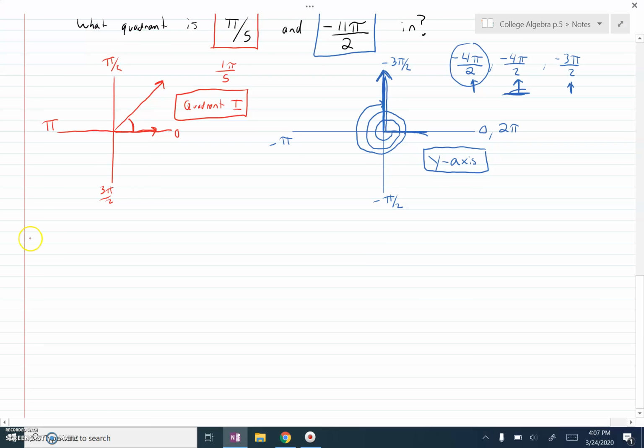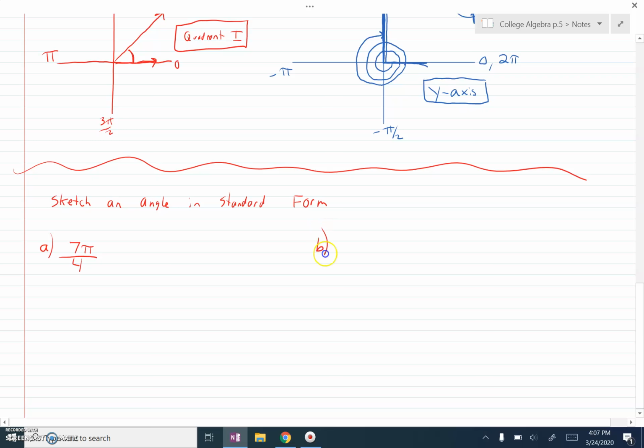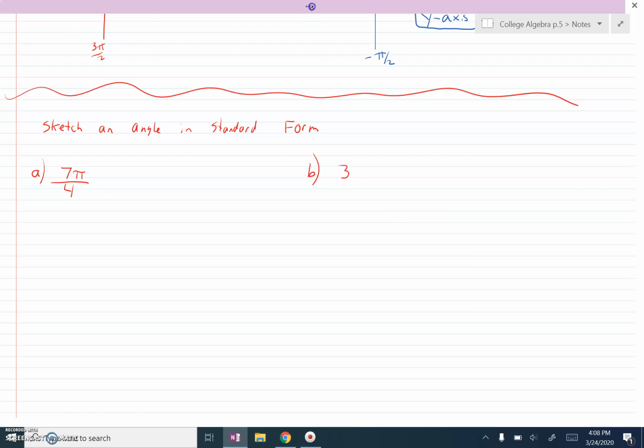Okay. Another question it could ask you on the work is to sketch an angle in standard form. Which is basically what we just did, but now we're going to just sketch it, not have to actually say what quadrant it's in. So let's say we have 2 different questions here. Let's say it told us 7 pi over 4. And let's do a second one of just the number 3.